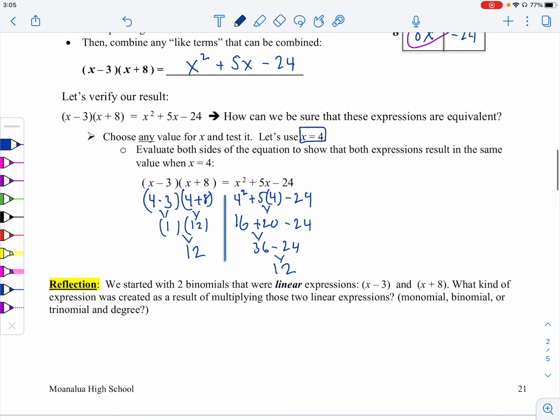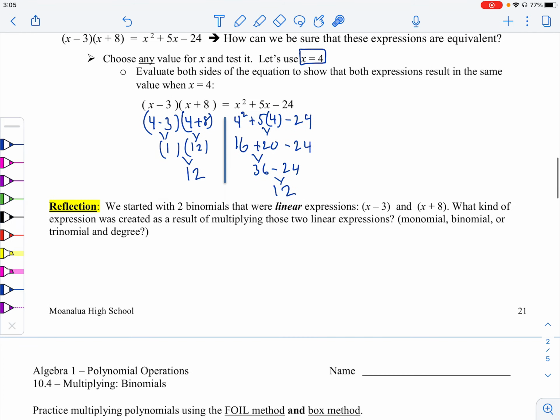And reflection, right? What kind of expression is created? Right here. Trinomial of degree 2, right? So trinomial of degree 2.